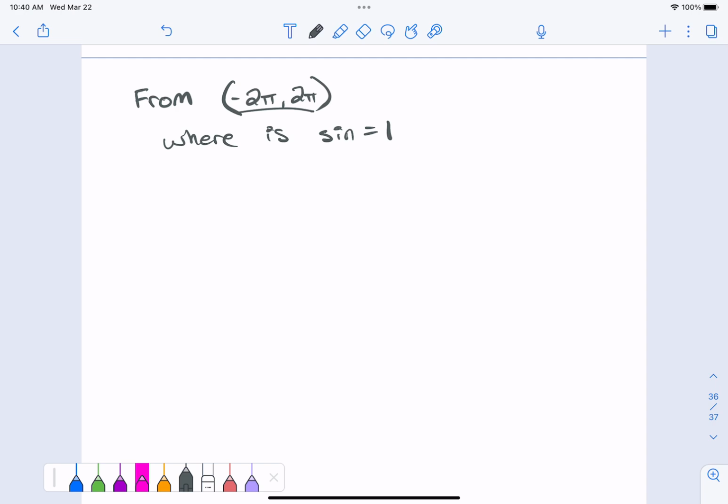There should be how many places? How many answers should you have? Two. There should be 2 places. A negative and a positive. Yes, but they might not necessarily be the same, like negative pi and positive pi. Does that make sense? Okay. So think about where the graph of it is located, like what it looks like. Where is the sine value 1?